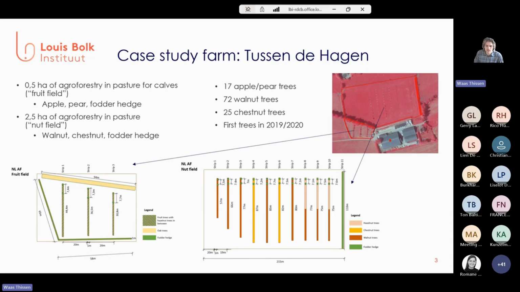Yeah, so this gives a little bit of an overview of his system. You can see the tree spacing is like 20 meters between the rows and 7.5 meters in the rows. So he can still mow between the tree strips.